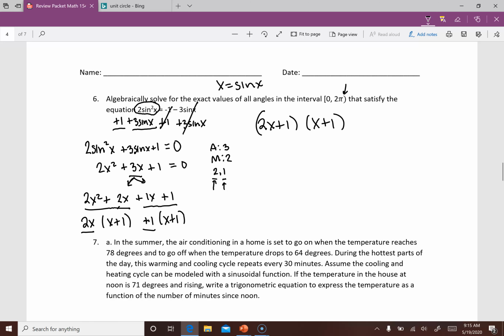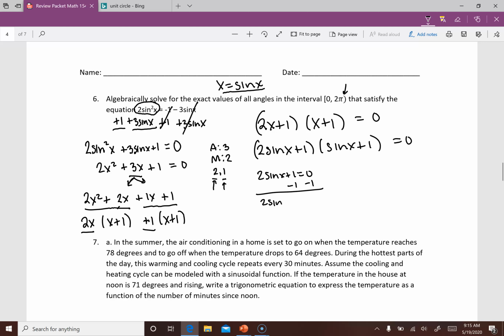All right, so then let's substitute back in for x, the sine x. So we have 2 sine x plus 1, and then sine x plus 1. All right, now we've set both of these equal to 0. Right, so I'm going to set 2 sine x plus 1 equal to 0. So I'd have to subtract 1 from both sides. That gives me 2 sine x equals negative 1, then divide by 2. And that gives me sine x equals negative 1/2. And we'll deal with that in a hot second.